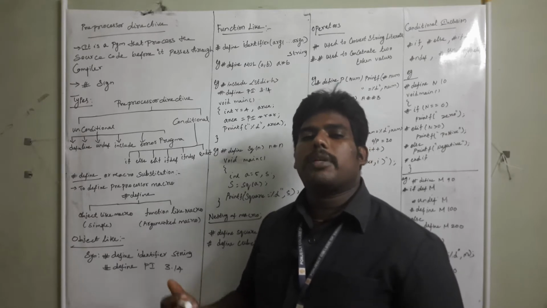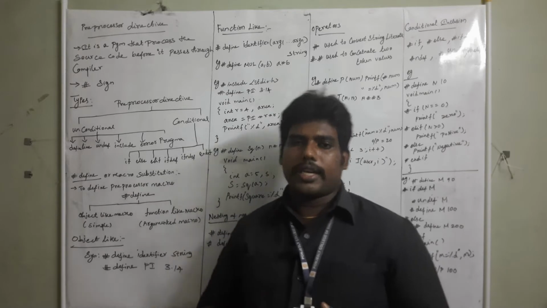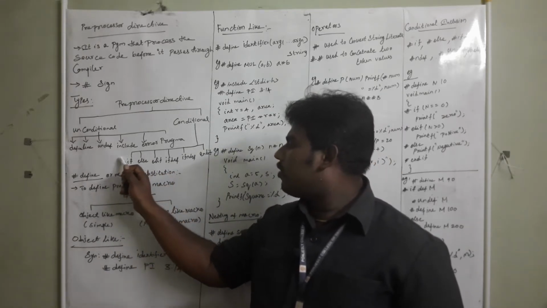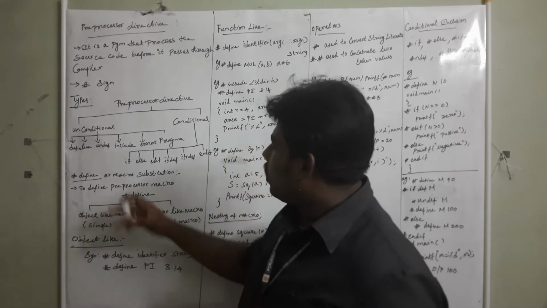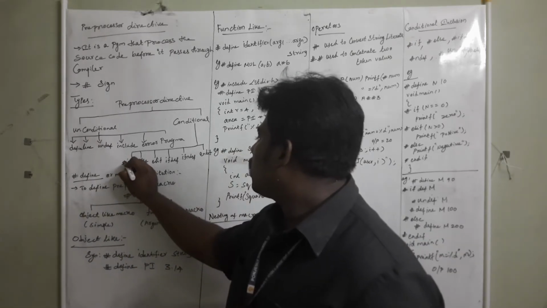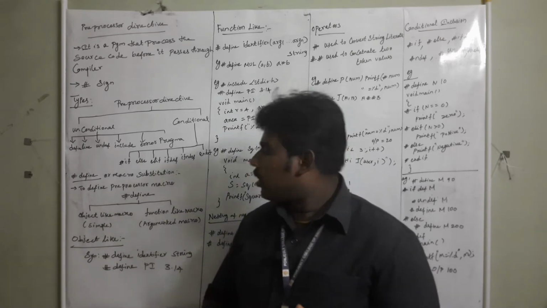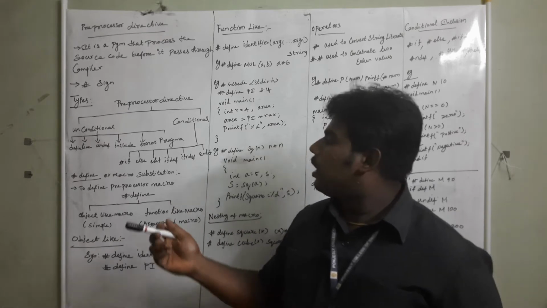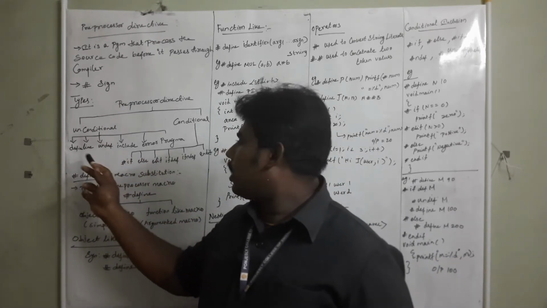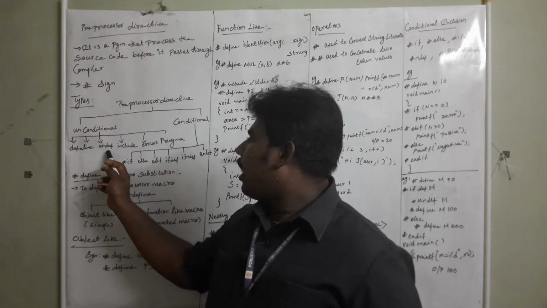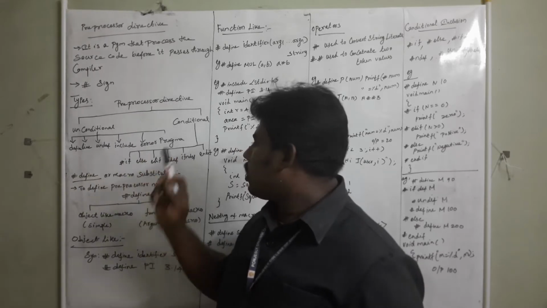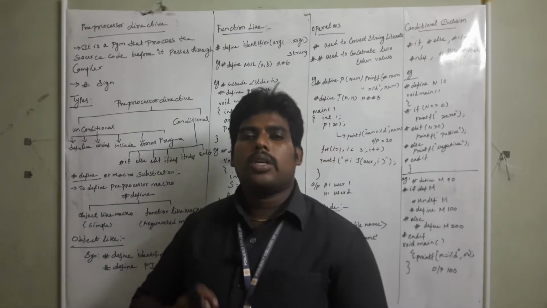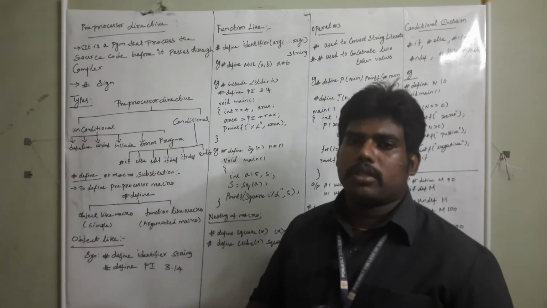The conditional statements are used in the preprocessor directive also. Everything is preceded with the hash symbol, that's the only difference: if, else, ifdef, ifndef, endif. Similarly, unconditional directives are there: define, line, undef, include, error, pragma. In this video session I am going to explain a few important things in the preprocessor directives.